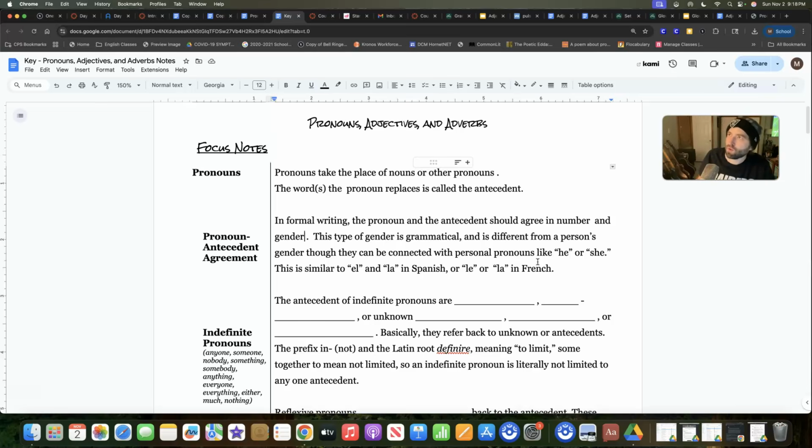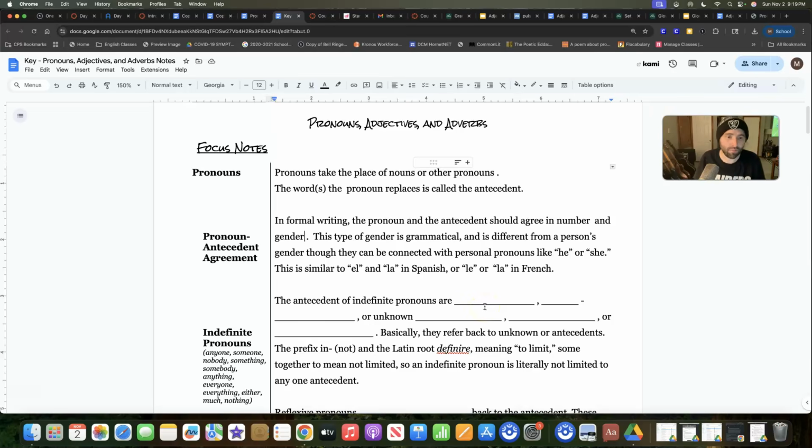So if you said Mr. Black was going to the movies, he bought popcorn. The he there is the pronoun, and the antecedent it is replacing is Mr. Black. This type of gender is grammatical and is different from a person's gender, though they can be connected with personal pronouns like he or she. This is similar to el and la in Spanish, or le or la in French. Don't ask me about that. I don't know language like that. I took German and Latin.